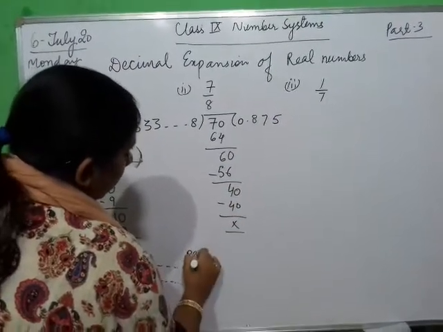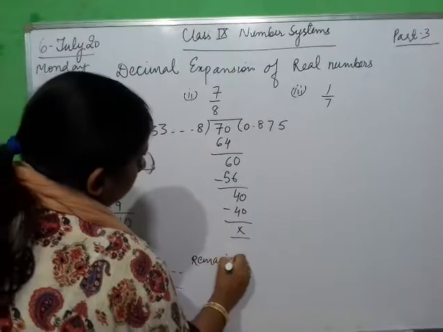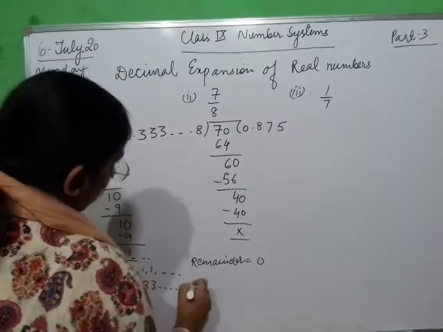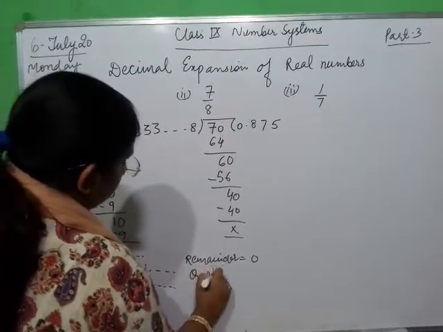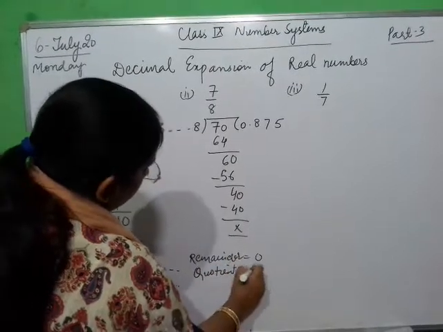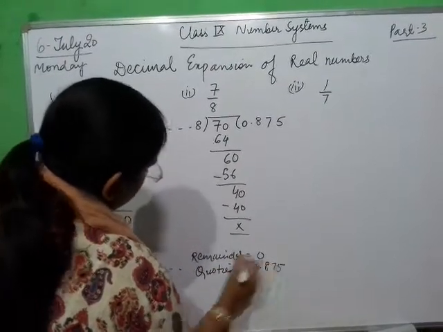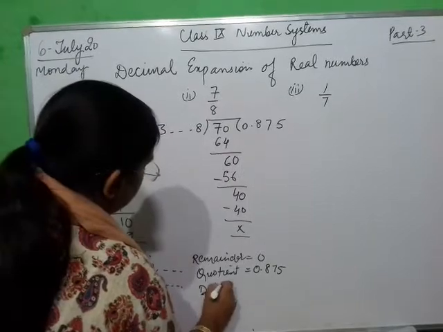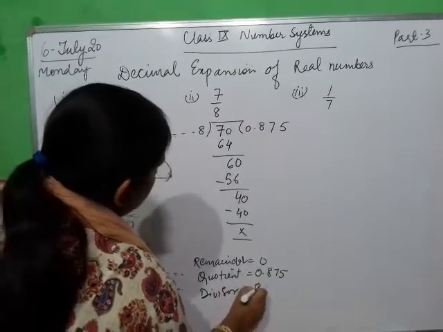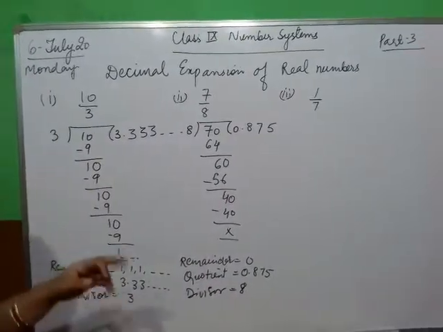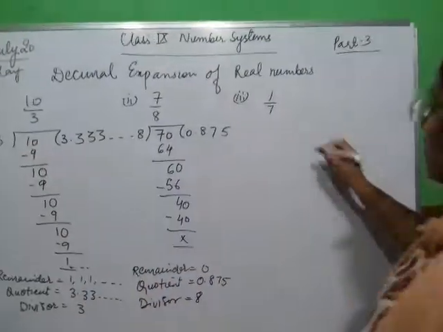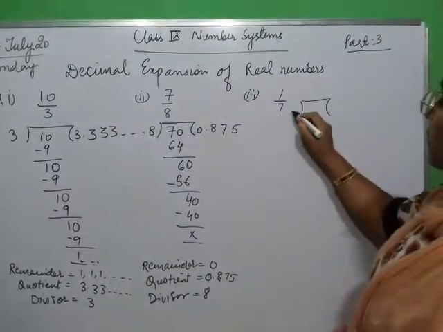Here the remainder is 0. The quotient is 0.875 and the divisor is 8. Okay. Now in the last part, 1 by 7. So we will divide 1 by 7.